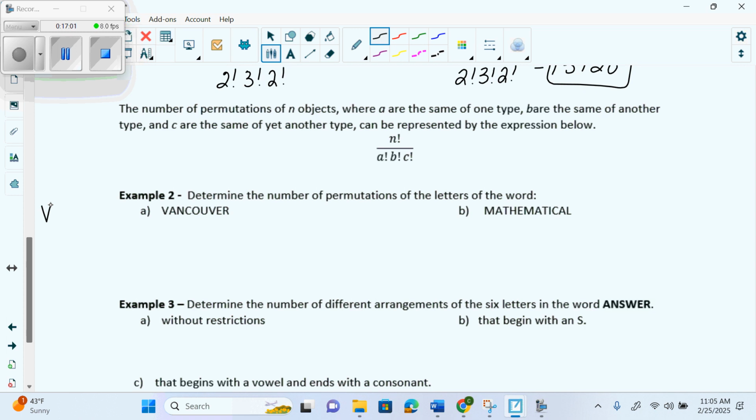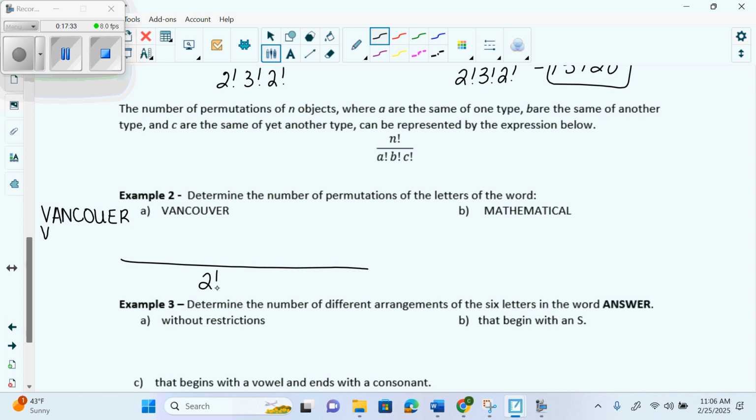So V, A, N, C, O, U. Haven't come up with anything yet that doubles. Oh, V. V. Do you see how I stacked it? ER. So immediately before I even do this question, I have a 2 factorial in the denominator. Do you see that? Genius idea. It was not mine. But I will use it forever.